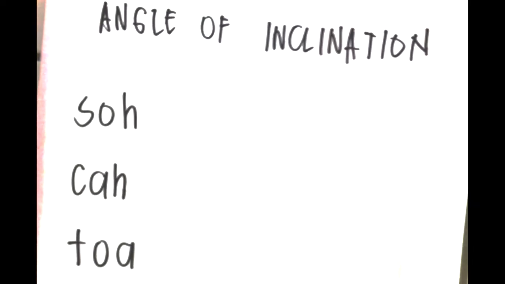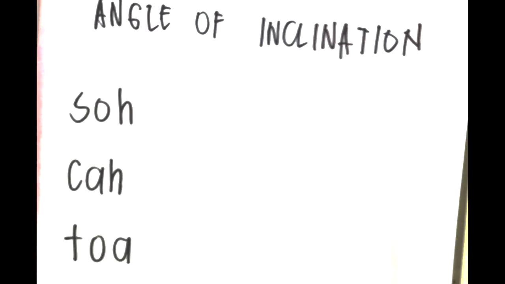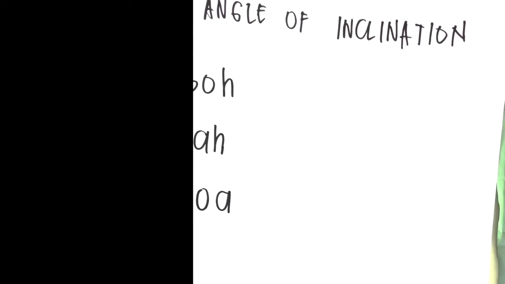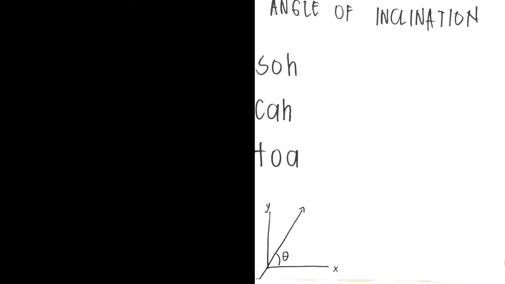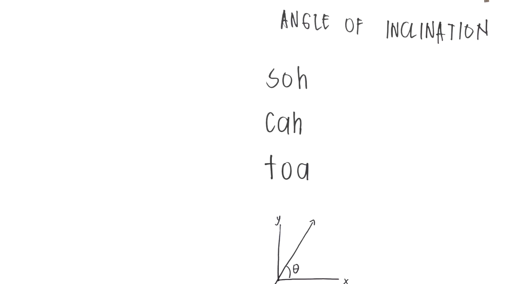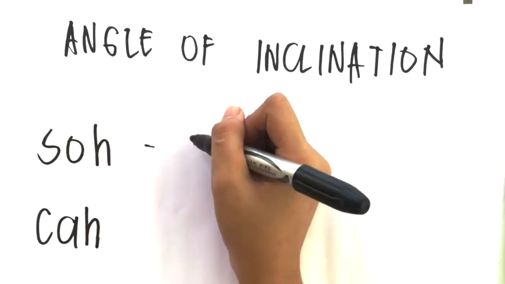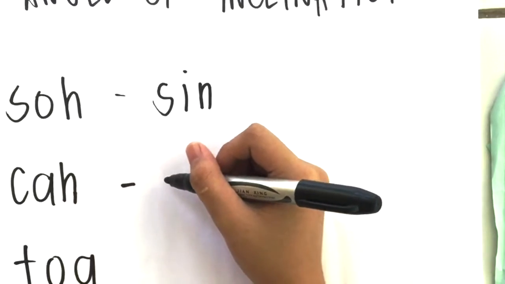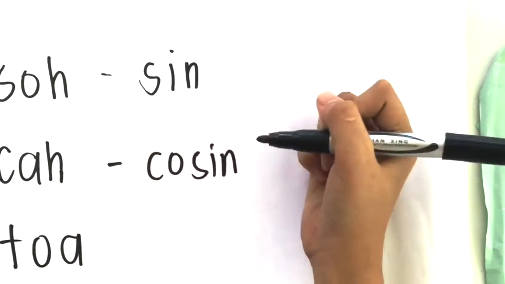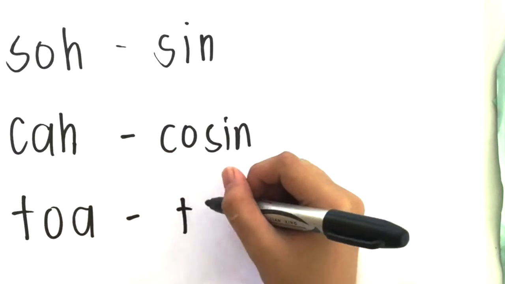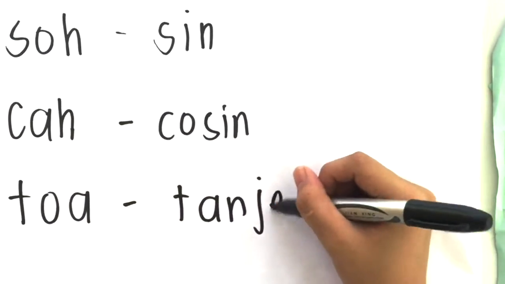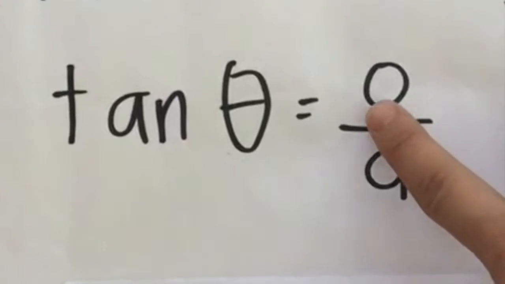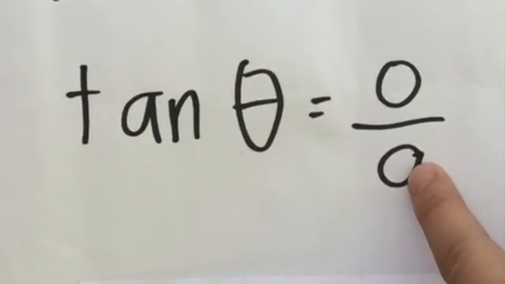Angle of inclination. Angle of inclination is getting the angle of the line from the positive x-axis to the line. The angle that we are looking for can be called theta. In getting theta, we can use the trigonometric identities called SOHCAHTOA. SOH for sine, CAH for cosine, and TOA for tangent. Tangent theta is used if the given is the opposite side over the adjacent side.